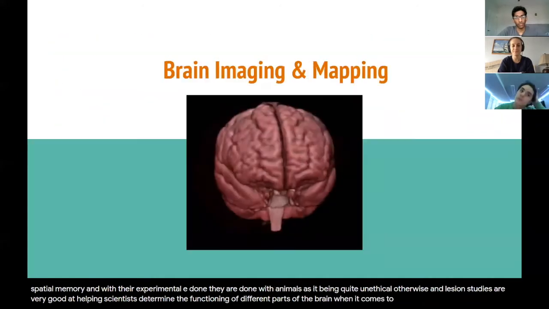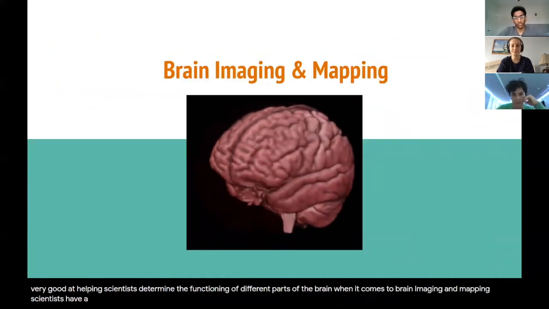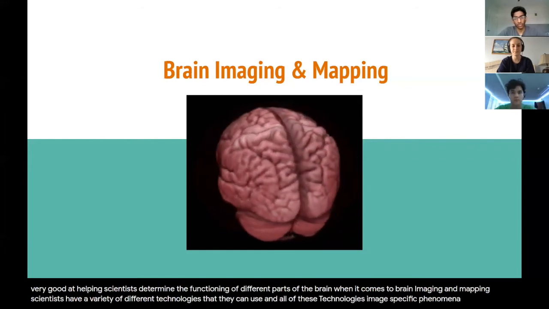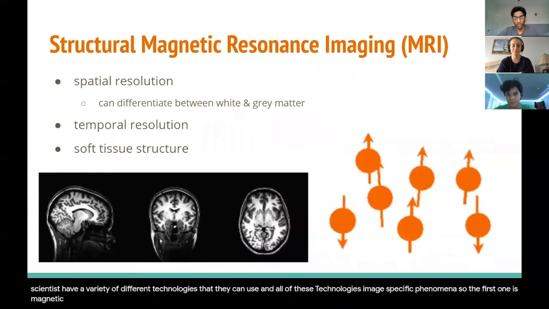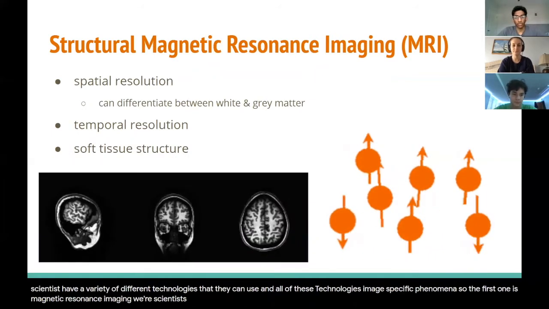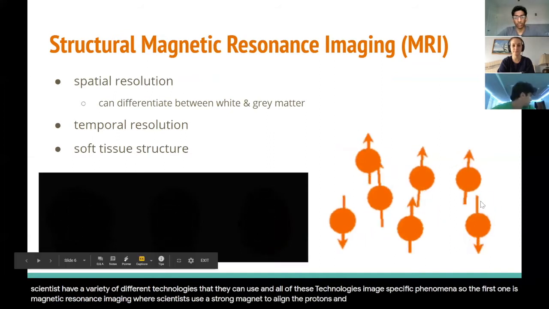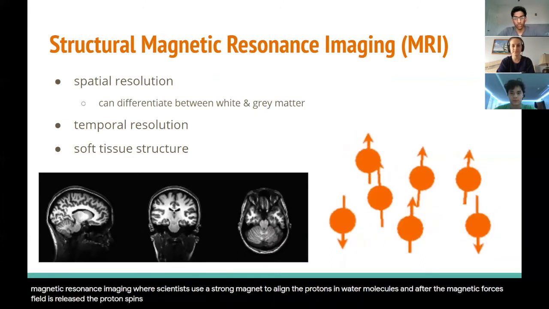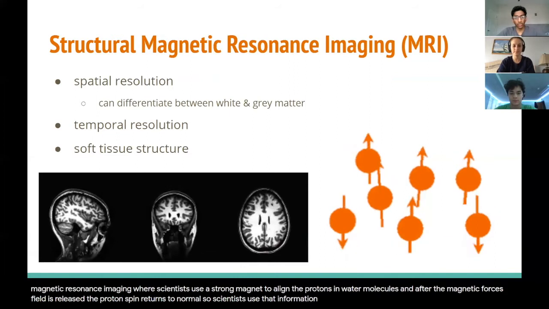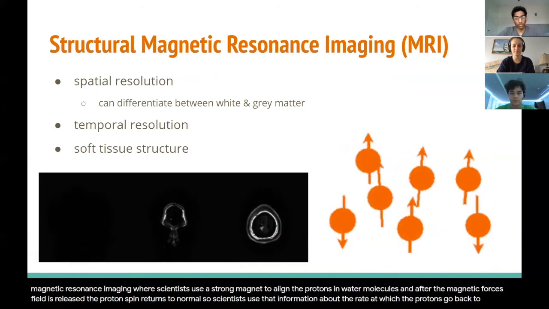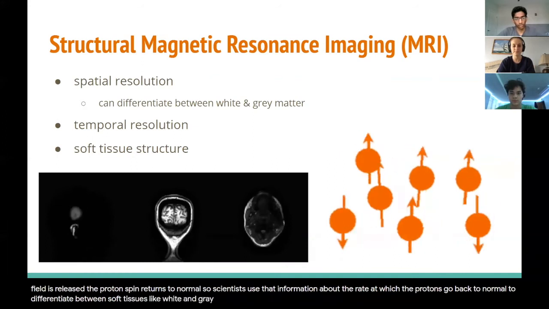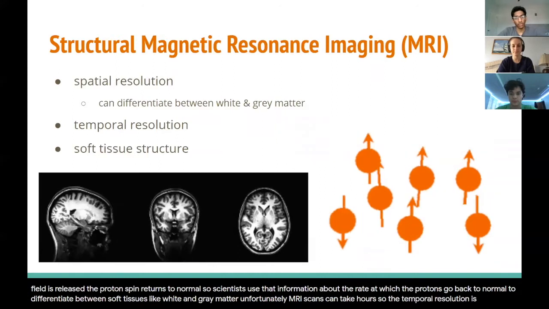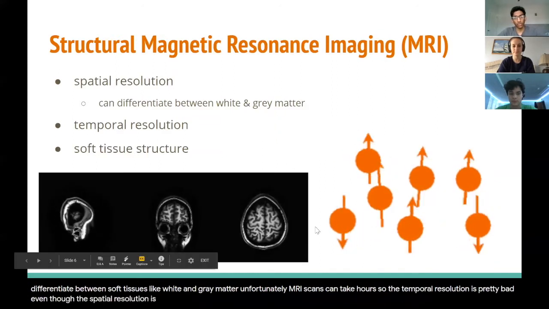So when it comes to brain imaging and mapping, scientists have a variety of different technologies that they can use, and all of these technologies image specific phenomena. So the first one is magnetic resonance imaging, where scientists use a strong magnet to align the protons in water molecules. And after the magnetic field is released, the proton spin returns to normal. So the scientists use that information about the rate at which the protons go back to normal to differentiate between soft tissues like white and gray matter. Unfortunately, MRI scans can take hours, so the temporal resolution is pretty bad, even though the spatial resolution is really good.